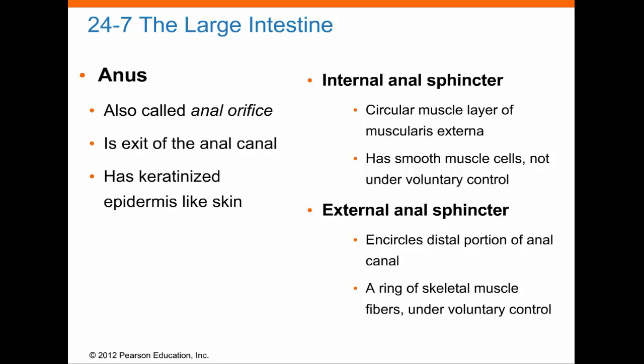Anus, also called the anal orifice, is the exit of the anal canal and is made up of keratinized epidermis, like skin. It has 2 sphincters. It has an internal anal sphincter and it has an external anal sphincter. The internal anal sphincter is not under voluntary control, and that is made of smooth muscle, like a lot of the visceral organs. The external sphincter is, however, under voluntary control, and that's under skeletal muscle control.